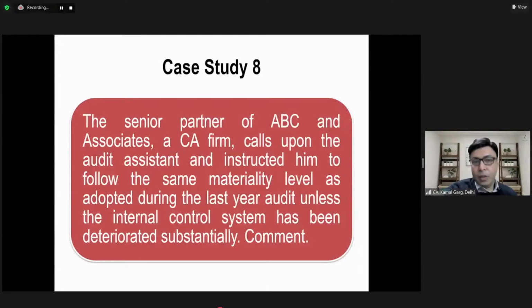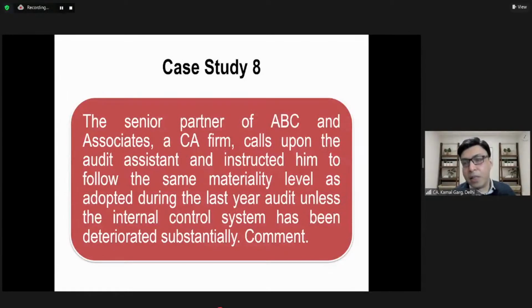Case study number 8. The senior partner of ABC and Associates, a CA firm, calls upon the audit assistant and instructs him to follow the same materiality level as adopted during the last year audit, unless the internal control system has deteriorated substantially. So what is happening? Say for example, Vipulji is my principal employer. I am his article assistant. Now Vipulji says, Kamal, you are deputed to audit XYZ Limited. I said, sir, I will carry out the audit of XYZ Limited. Please tell me what is materiality level.